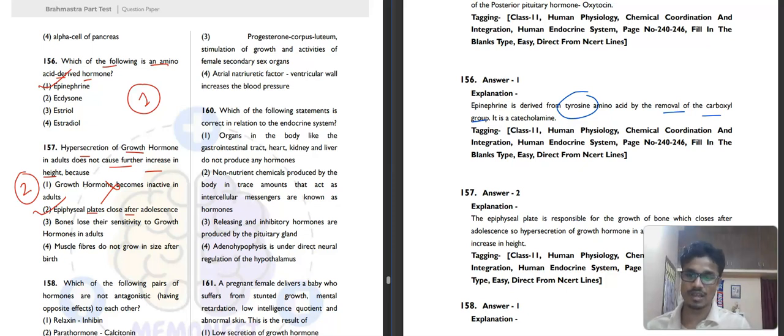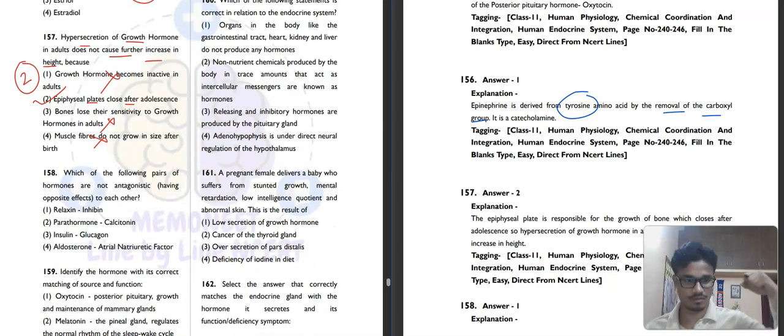The bones lose their sensitivity to growth hormone in adults, not correct. Muscle fibers grow in size, okay, that does happen.